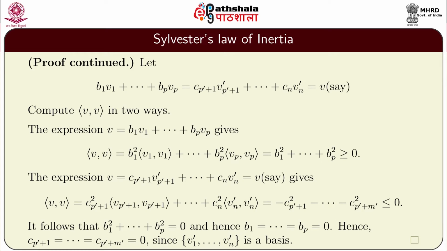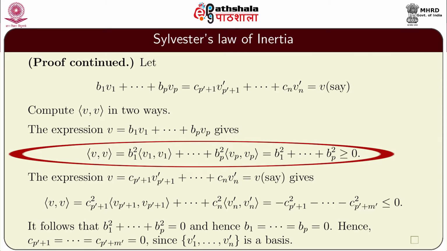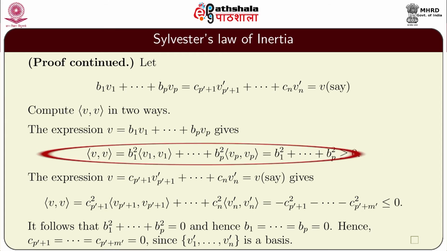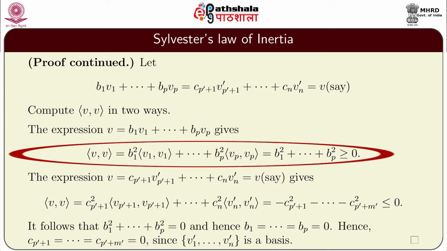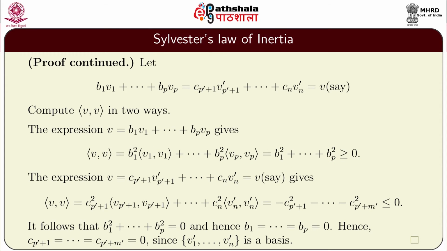Now let us compute the inner product <v, v> in two ways. The expression v is equal to b1 v1 etc. up to bp vp gives inner product <v, v> is equal to b1 squared inner product <v1, v1> plus dot dot dot bp squared inner product <vp, vp>, and that is equal to b1 squared and so on up to bp squared, which is greater than or equal to 0.